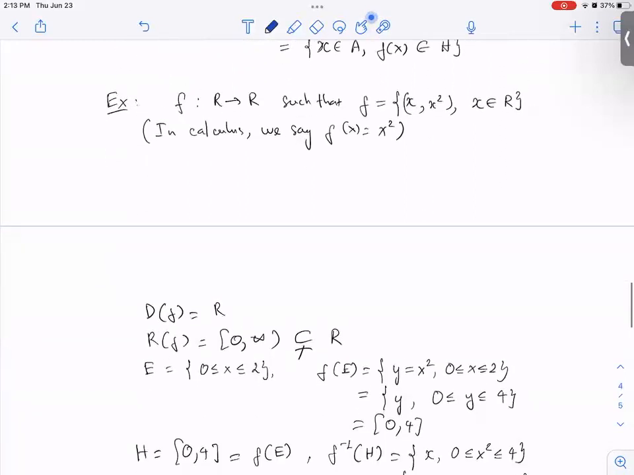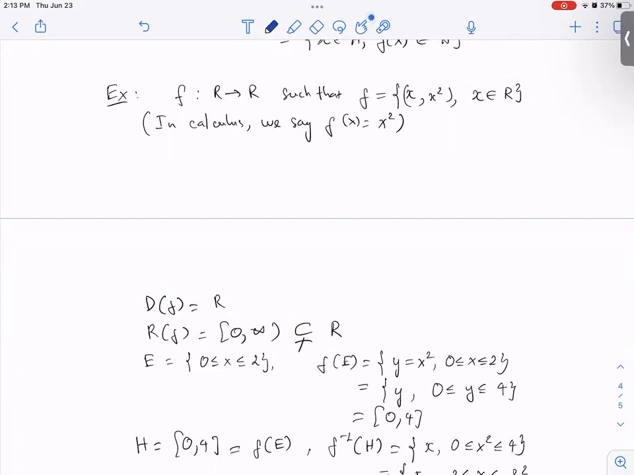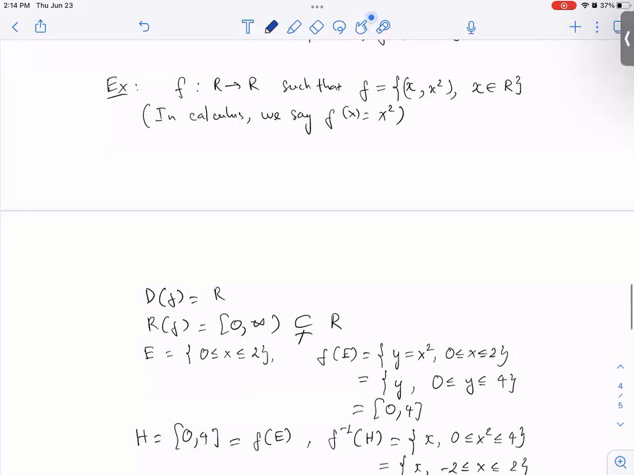And this is the set of x in A such that f(x) belongs to H. So here is an example. We consider a function from the set of real numbers to itself, where the function, remember, is a subset, defined as follows. It is the subset of all the pairs (x, x squared) for x in R. So in calculus, we say f(x) equals x squared.